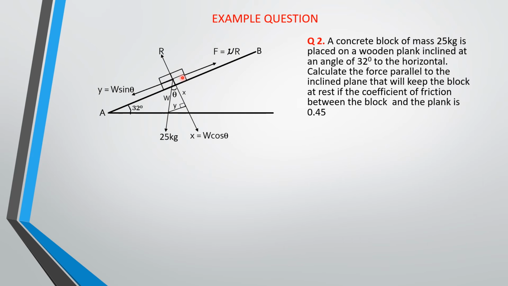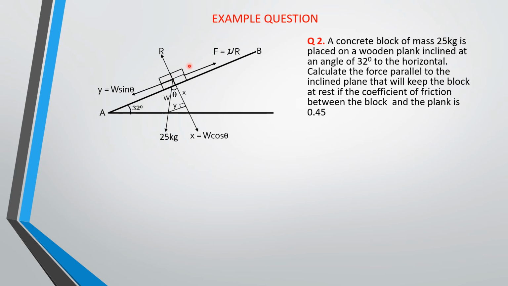Now for this block not to move, it means that the force that is pulling it down should be equal to the frictional force that is pulling it up. So now we are going to solve for the force that is parallel to the plane, then we'll find the force that is required to keep this block at rest on the inclined plane.